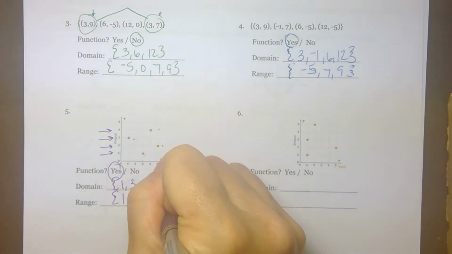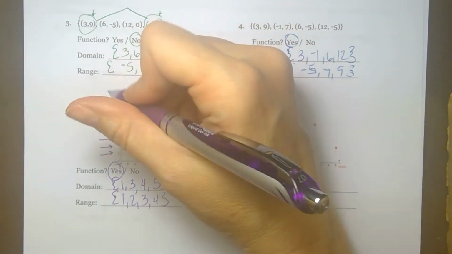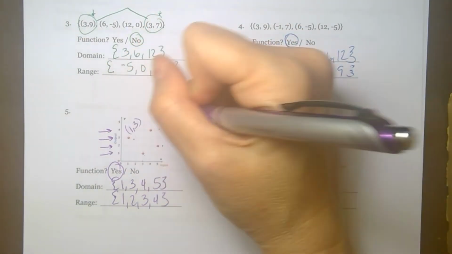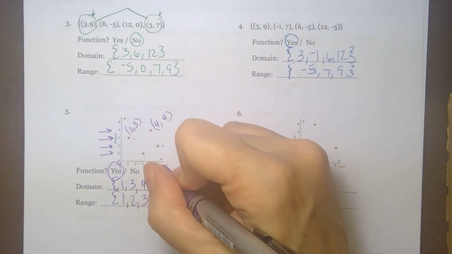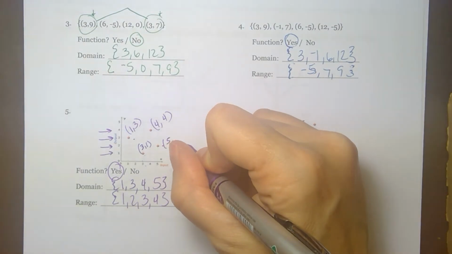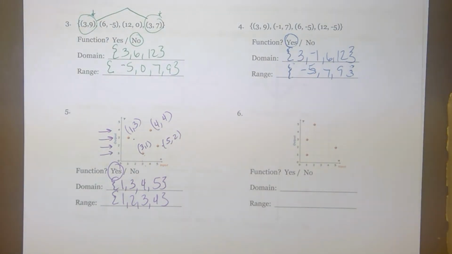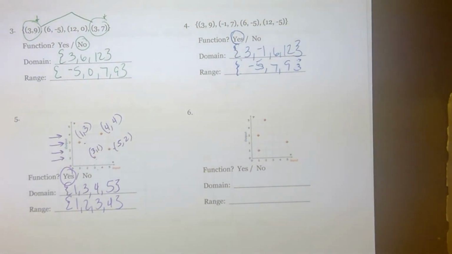If I wanted to label the location of these points, this point is at 1, 3. This point is at 4, 4. This point is at 3, 1. And this point is at 5, 2. You guys do number 6.